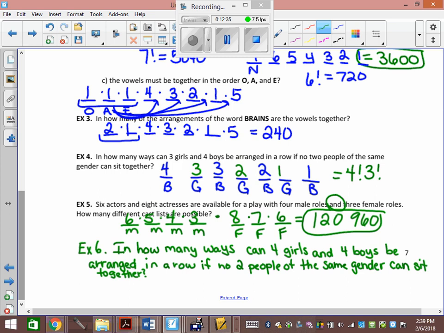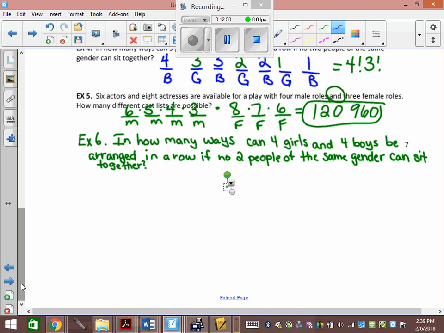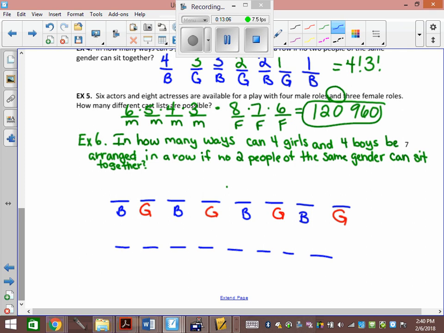The last one. Put your hand up if you started with boys first. Okay, put your hand up if you started with girls first. You actually have to do both, which most people only do one. 1, 2, 3, 4, 5, 6, 7, 8. Boy, boy, boy, boy, and then girl, girl, girl, girl is a total different picture than girl, girl, girl, girl, boy, boy, boy, boy.